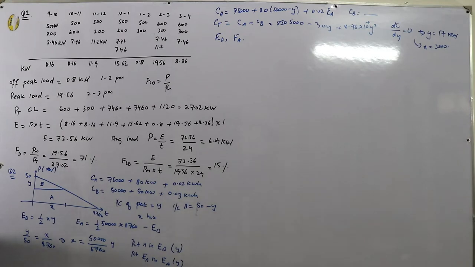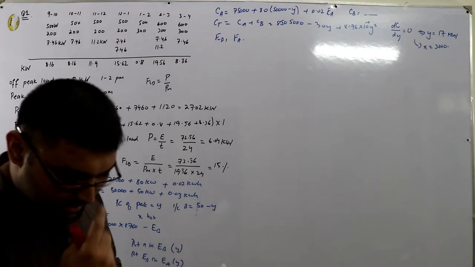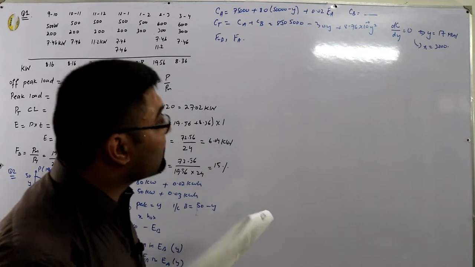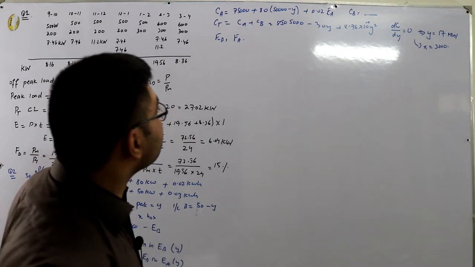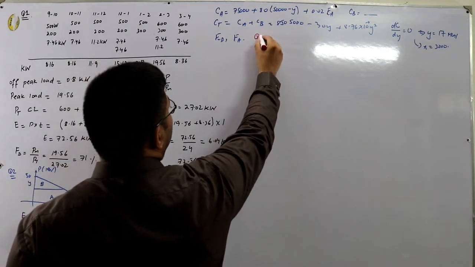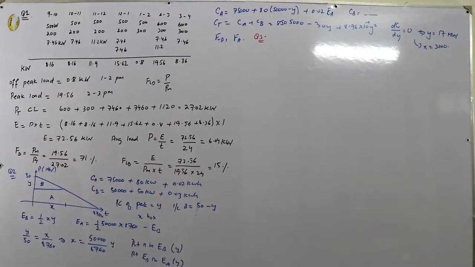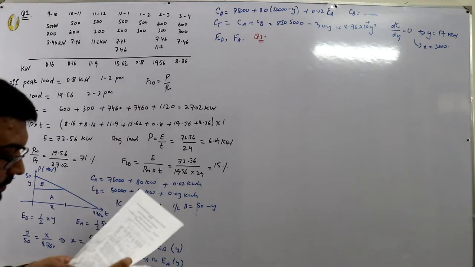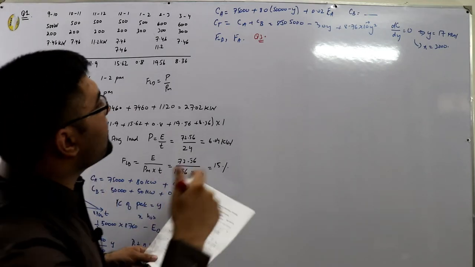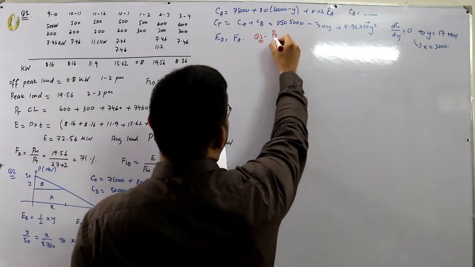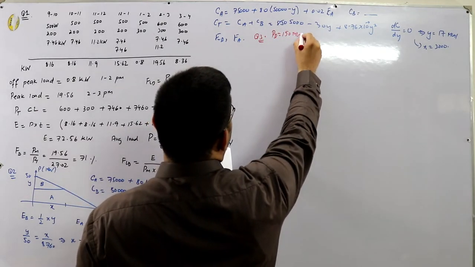Question number three we do with the red color, and this is again a simpler one, and this is the question that we have just seen in the previous video. So question number three states what you are given. The two thermal power stations, 1 and 2, serve a load center having a demand of 150 megawatts. So power demand is 150 megawatts.